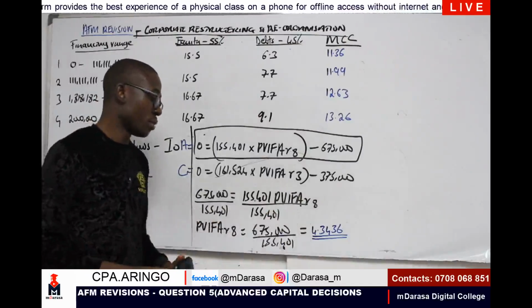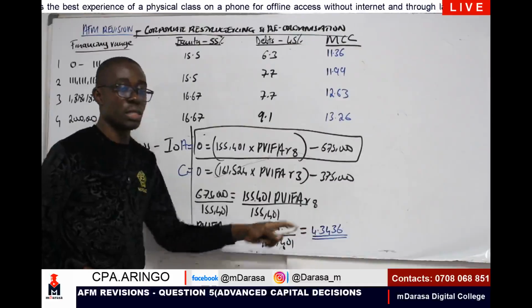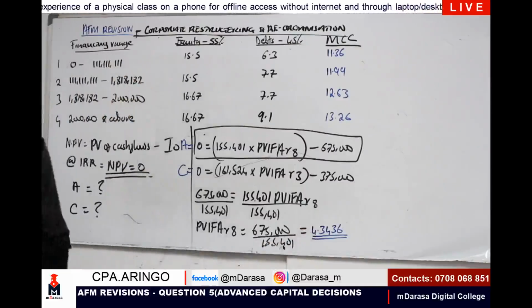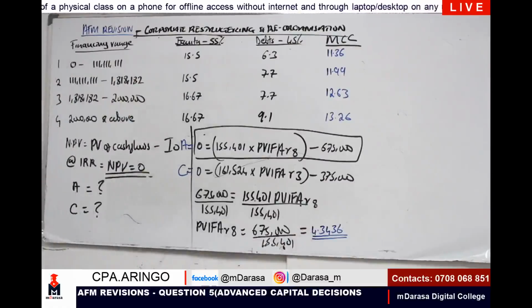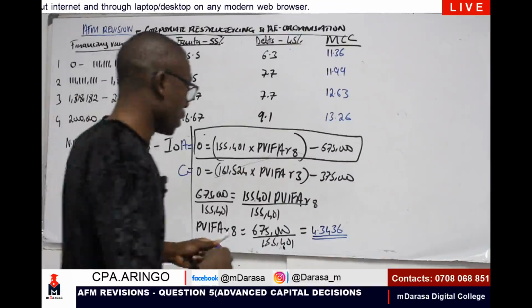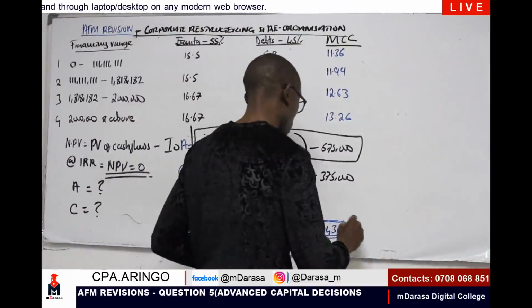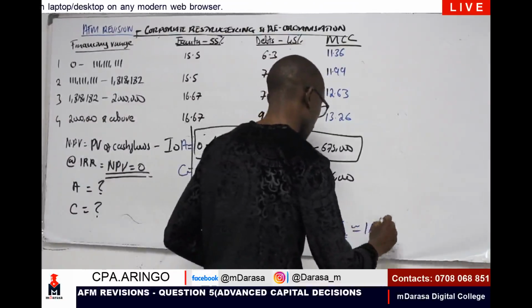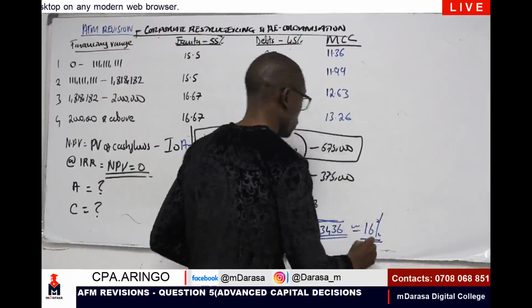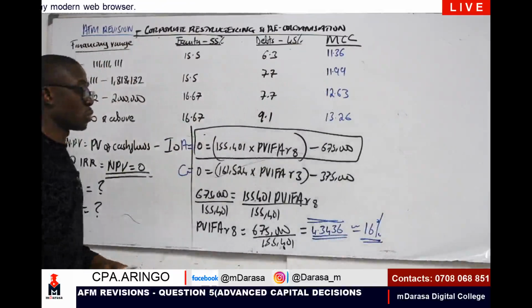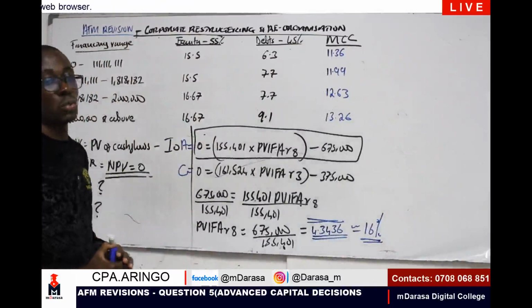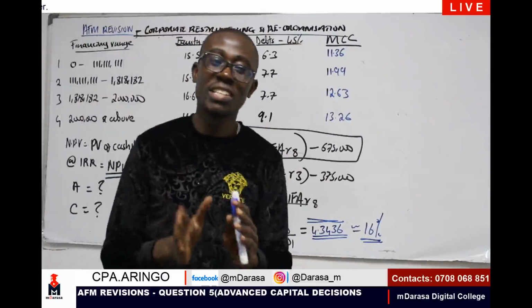Which rate in your table will give you this value? It is important for you now to be able to understand how to use that rate. So if you can check in our table, I can see the value of 4.3436 corresponds to this value here. This value here corresponds to 16%. So this is what you're supposed to do in that bit. So I want you guys to do for the other one.